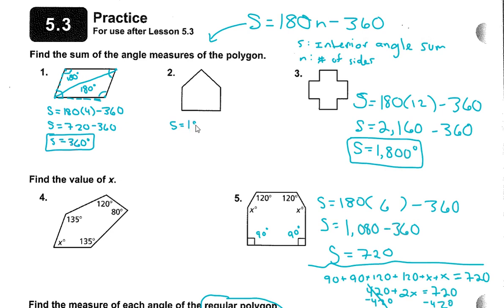So I'm going to plug in 5 for n, so 180 times 5 minus 360. So that is 900 minus 360. So 900 minus 300 is 600, minus another 60 is 540 degrees. So that's the interior angle sum of a pentagon, 540 degrees. All right, number 3 I did already, plugged in 12, and I got out 1,800 degrees.